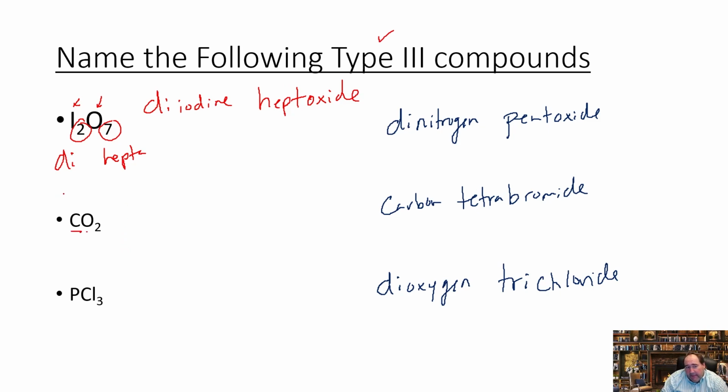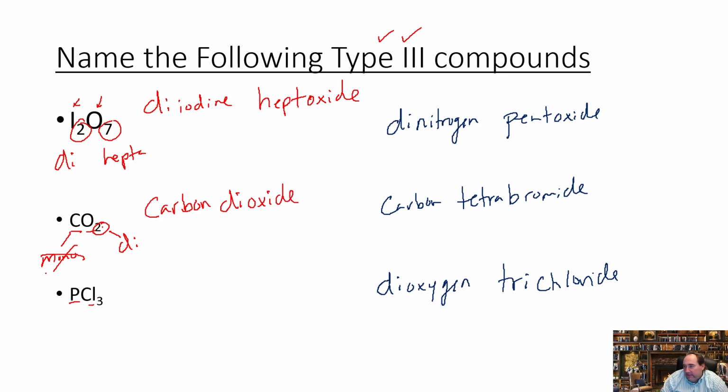Here, that is a nonmetal carbon, a nonmetal oxygen. So again, that tells us type 3. We have 1 carbon, which is mono. We have 2 oxygens, which is di. Once again, we do not use mono on the first name, so that means we're just going to use the whole name, which is carbon dioxide.